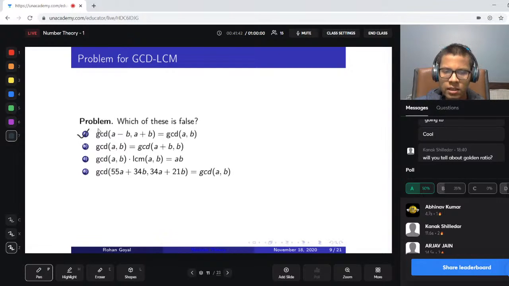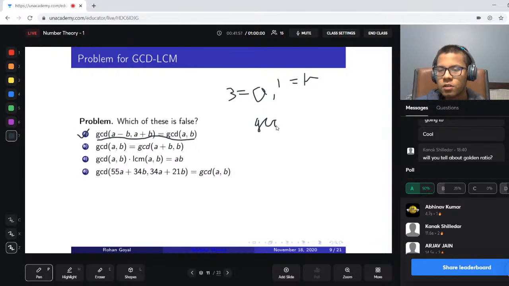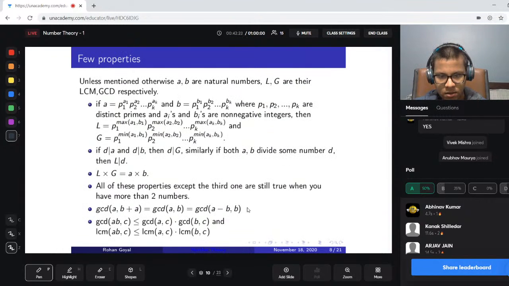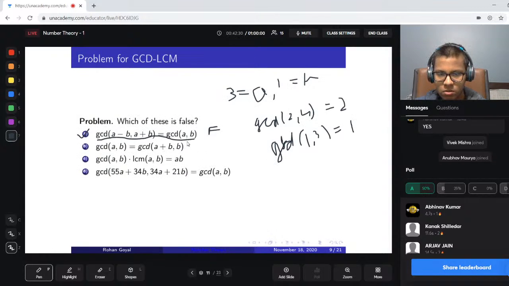Okay, so the correct answer is actually A. A is not true. You can actually check this by letting A equal 3 and B equal 1, because GCD(2, 4) equals 2, but GCD(1, 3) equals 1, so they're not equal, so this is false. This is a property we just discussed, so this is true. We have seen this as well here, so this is also true.